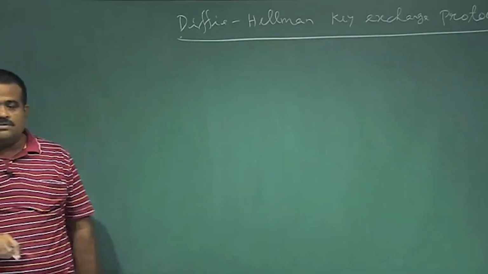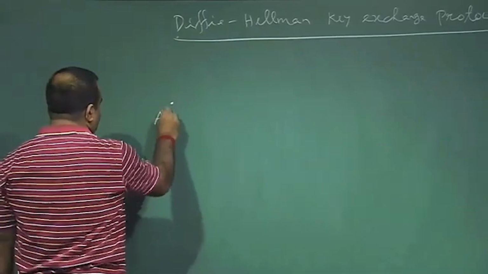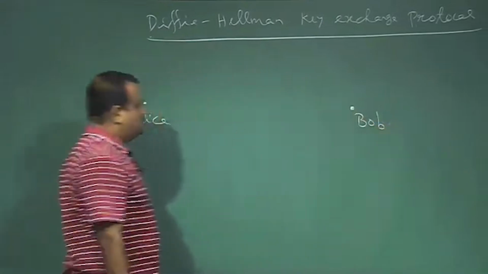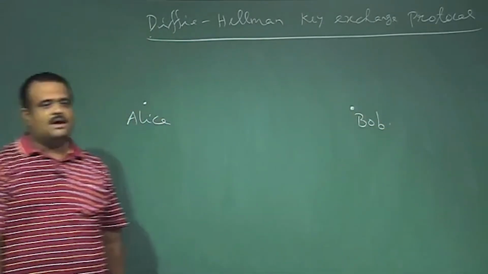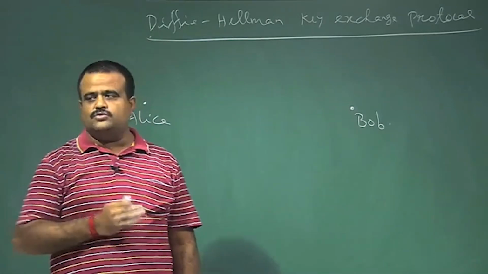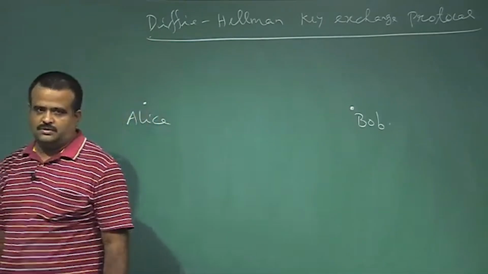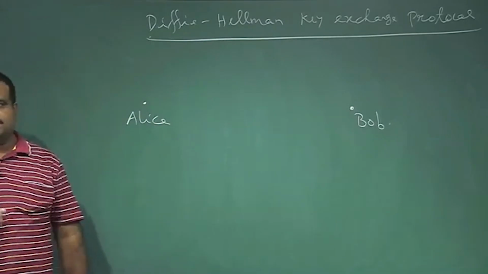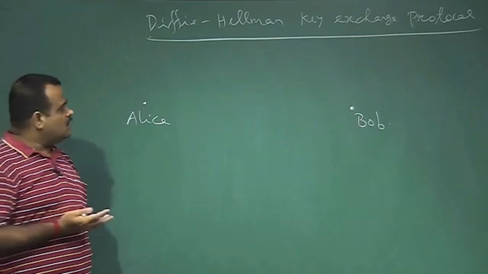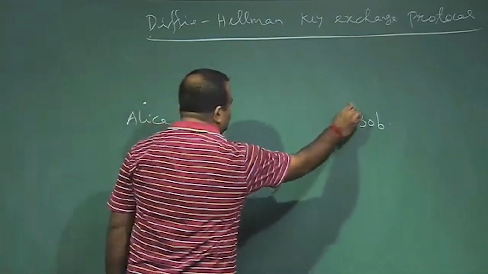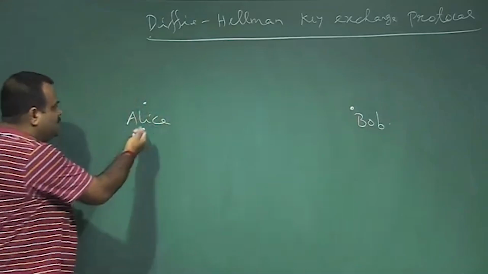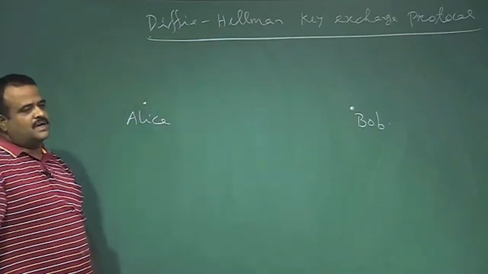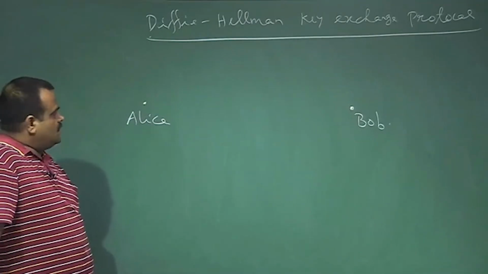So this is a way for two parties, Alice and Bob, staying in two different places, to agree on a common key K, which we can use for our symmetric key encryption. To solve this problem, Diffie and Hellman suggested this key exchange protocol. Say Alice is sitting in America and Bob is sitting in New Delhi. How can they agree on a common key K?